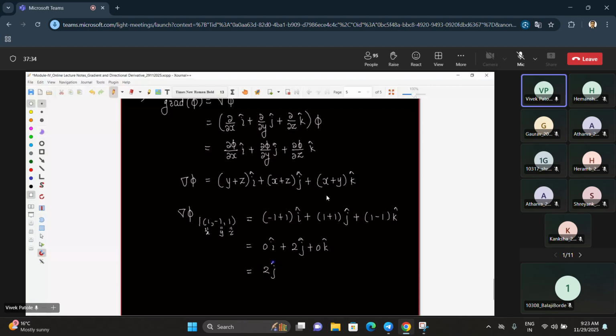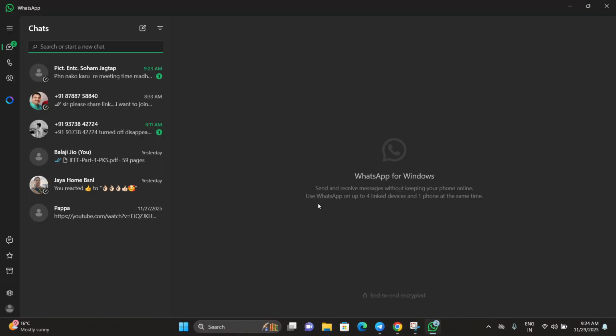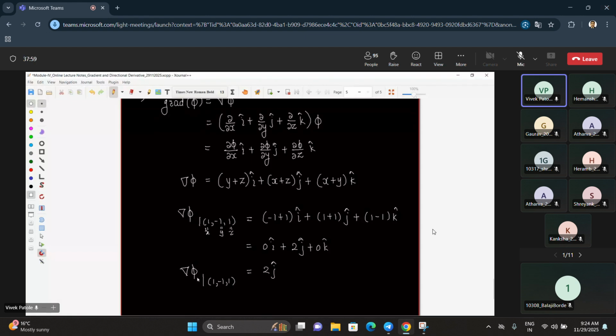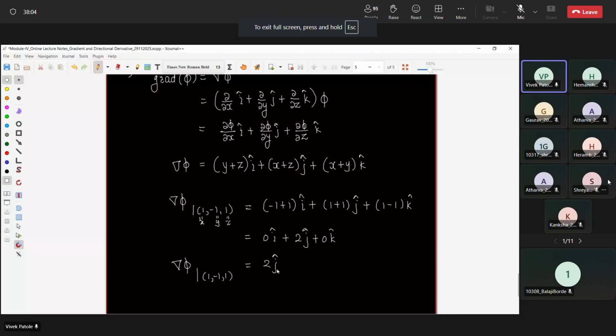Means the direction of the maximum change is the y axis, because here I got del phi at (1, -1, 1) as 2 j cap, and we know that j cap is the direction of the y axis, right? So whatever the phi surface is given, its maximum change, or steepest increase at the point will be given in the direction of the y-axis. Okay, that steepest change will be given in the direction of y-axis.